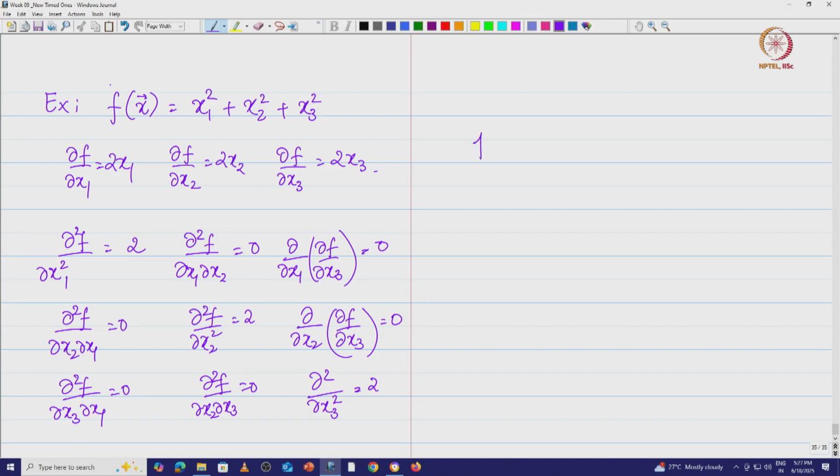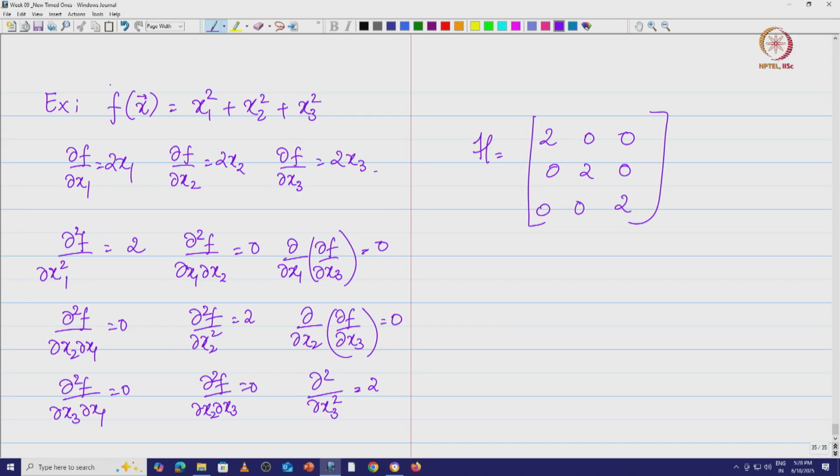So, the Hessian matrix is going to be a diagonal matrix, in this case 2 0 0, 0 2 0, 0 0 2, right. So, this is basically the Hessian matrix that we have. I mean, probably you can even look at multiple functions and so on. So on this note, we will conclude this week's lecture with the Hessian.